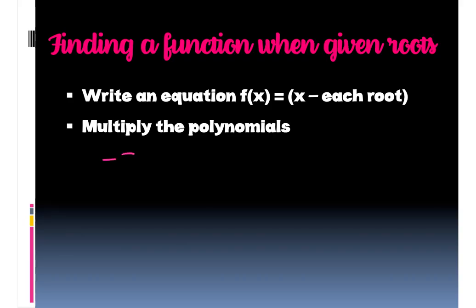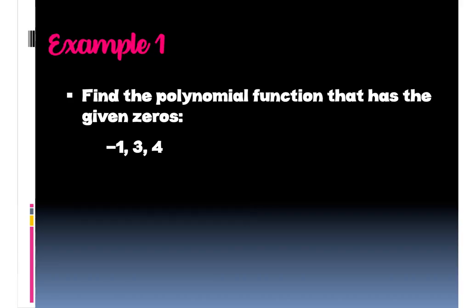So let's just say I had negative 2 and positive 7. I would do x minus a negative 2 becomes plus 2, and x minus 7, and then you just FOIL it out. That's it. And then at the end, you're going to set it equal to f of x because it's a whole function. So look like this. Find the polynomial function that has the given zeros. So I'm going to do x plus 1, x minus 3, and x minus 4.